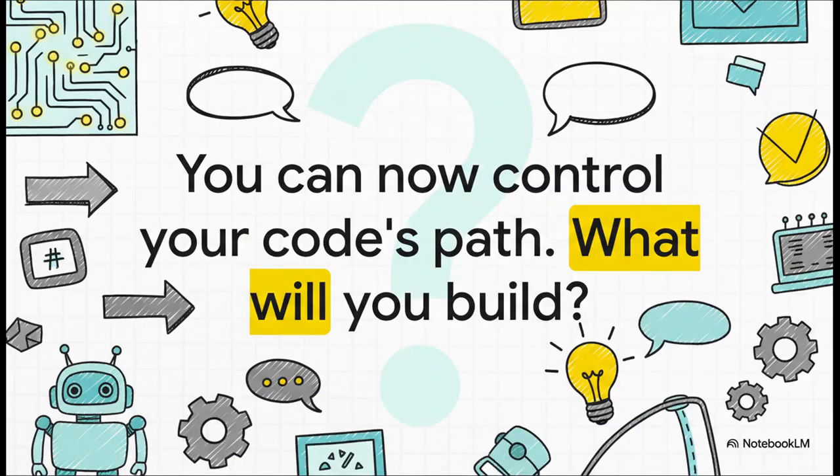So there you have it. You now have the absolute fundamental tool for making your program smart and reactive. The possibilities from here are literally endless. So I'll leave you with this. Now that you can actually control the path your code takes, what's the first thing you're going to build?